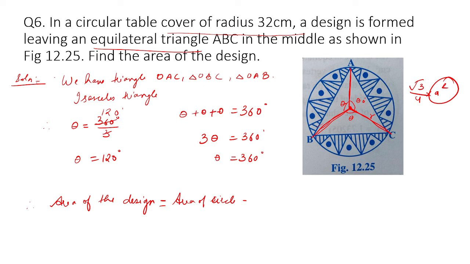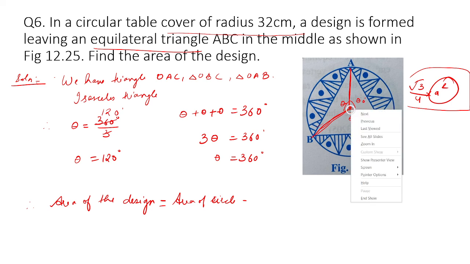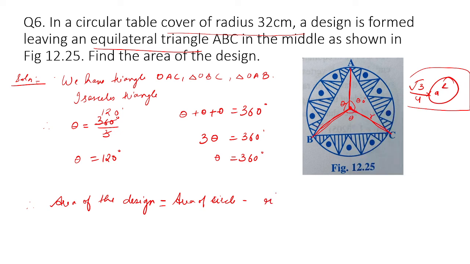But there is another formula for this which we have done in exercise 12.2, in case you are able to draw 3 equal triangles inside with the center of the circle as the vertex. The formula is r square into sine theta by 2 into cos theta by 2. Since there are 3 triangles here, we have to multiply it with 3. So the area is pi r square minus 3 into r square sine theta by 2 cos theta by 2.